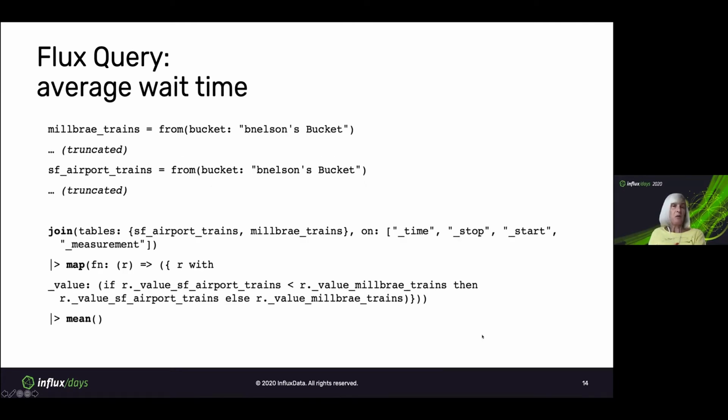So now it's like, okay, I knew when the next train was coming, how would I get the average wait time? Again, pretty straightforward. Here's a little bit of Flux that does that.